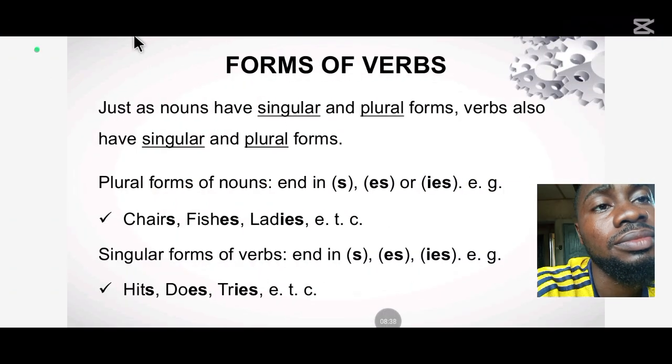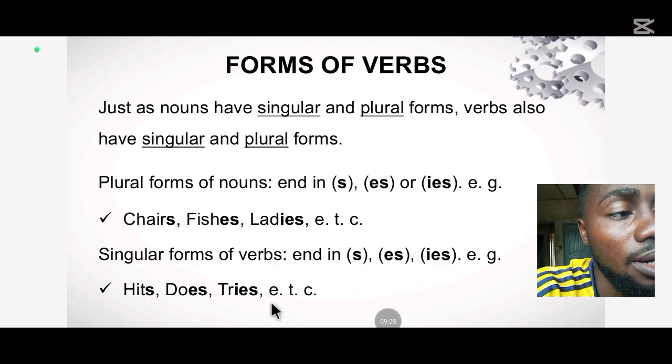Moving on. Forms of verbs. Just as nouns have singular and plural forms, verbs also have singular and plural forms. Plural forms of nouns end in s, es, or ies. For example, shares, fishes, ladies, and so on. Singular forms of verbs end in s, es, ies. For example, hits, does, tries, and so on.